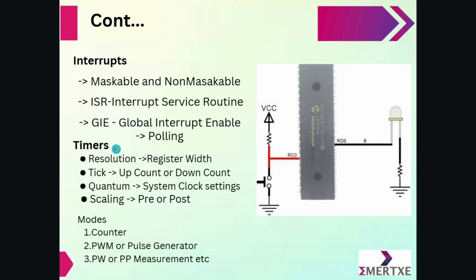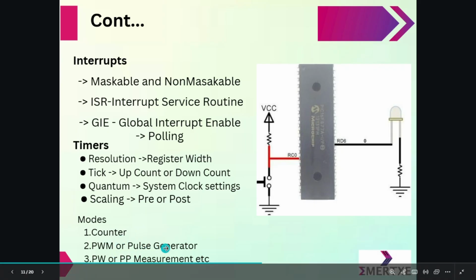Next, we also learnt about the timers, the resolution of the timers and the register width. We also know tick is the up count or down count. Next, about the quantum we have also learned, that is system clock settings, and scaling, which means pre or post. And coming to the modes in the timers, which is counter and pulse width modulation PWM or pulse generator, or PWM measurement, etc.